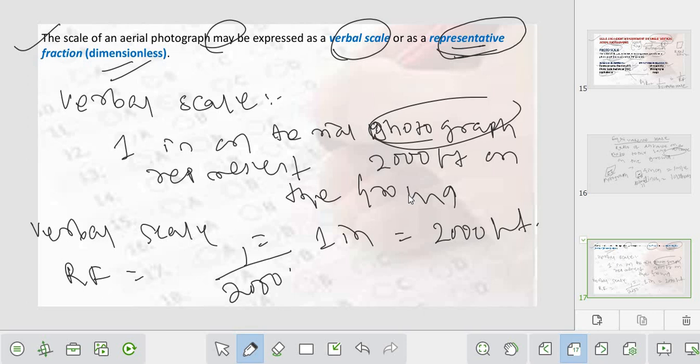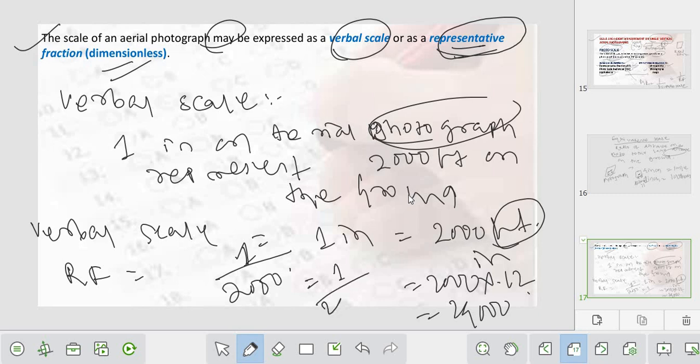ठीक है. Actually I will not write it like this. We have to convert the feet into inches, right. So 2000 feet, 1 feet equal to 12 inch, so 12 into 2 is 24,000. इसको सेम यूनिट लाना पड़ेगा. That means it is a ratio, right? The ratio should be in the same unit. So 1 by क्या लिखूंगा, 1 by 24,000. So it is the correct way of writing in the RF. ठीक है, clear? Hope so you clear.